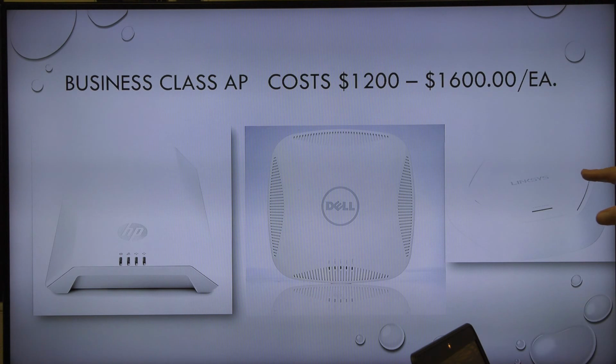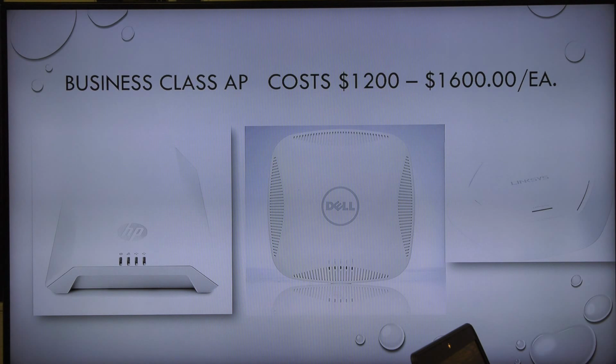Now, the minute we go to business class APs, totally different. They don't have a router in them. They don't have a DHCP server in them. They don't have a firewall. They're simply access. That's it. That's all they do. So business class APs are simply access points. That's all they are. And they're expensive.